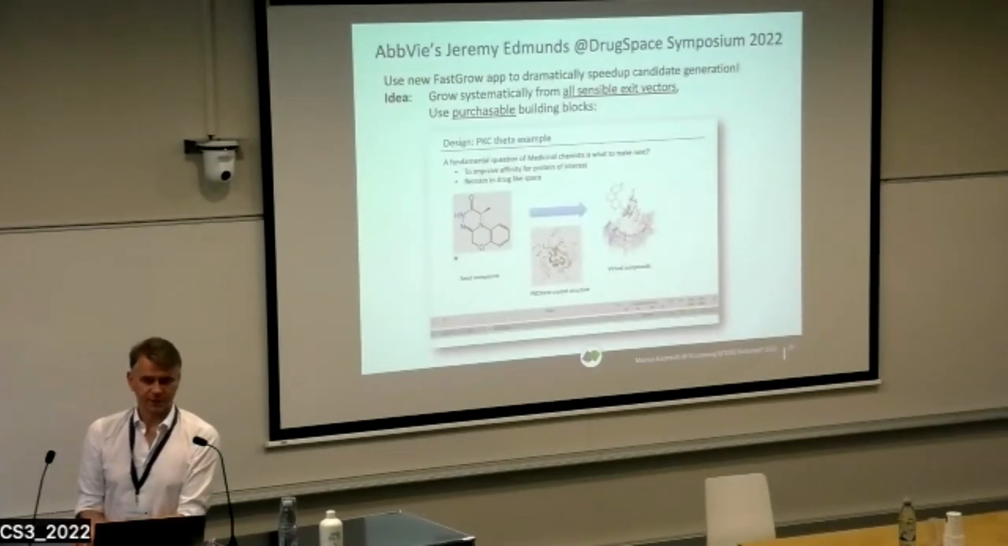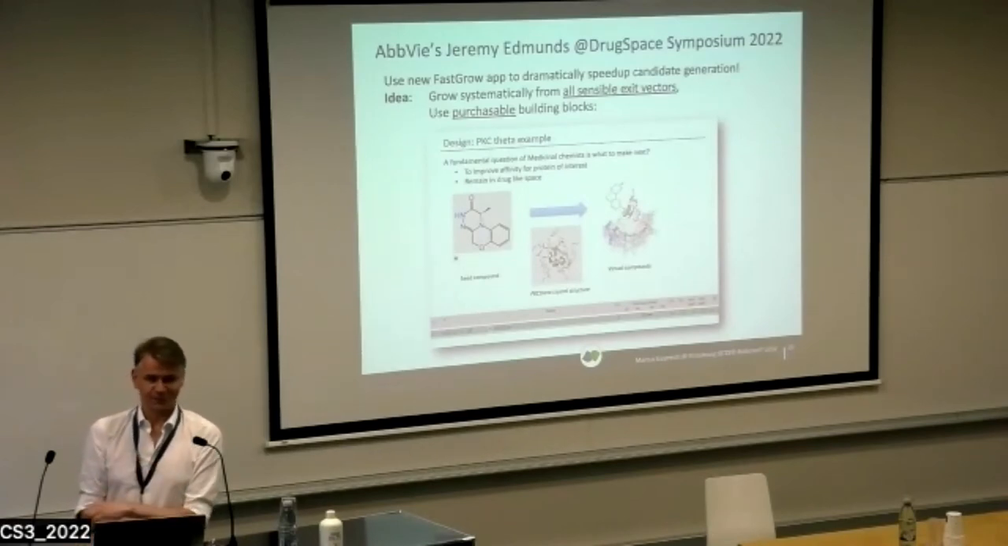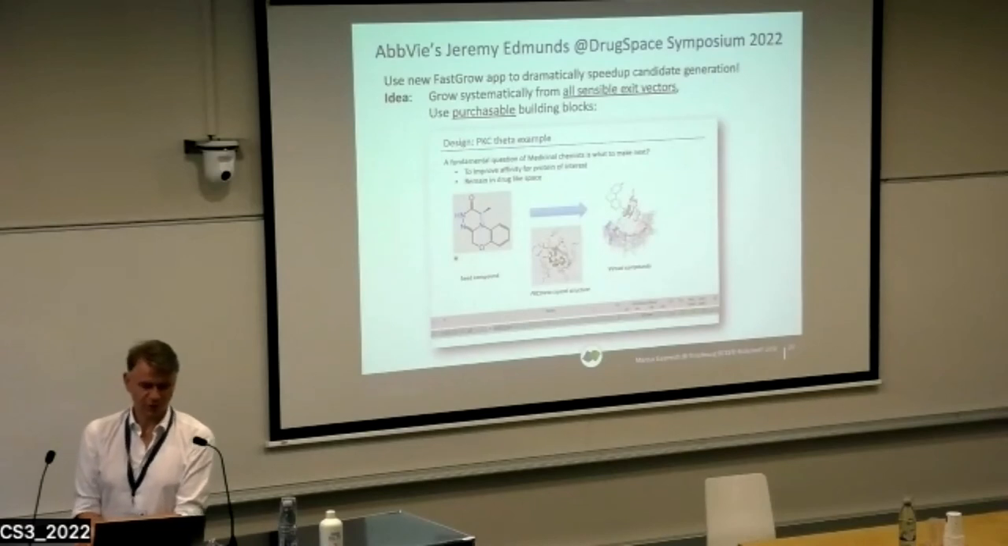FastGrow is a fast growing tool to let you explore the pockets in a very time efficient manner. I have a slide on the algorithmic idea in a second. But the idea is here, again, you have a fragment hit, for example, and instead of just using one vector to explore a pocket, you just systematically explore all pockets because you can, because the time is sufficient that you actually do this. So that's what AbbVie did with a pre-release of the software.